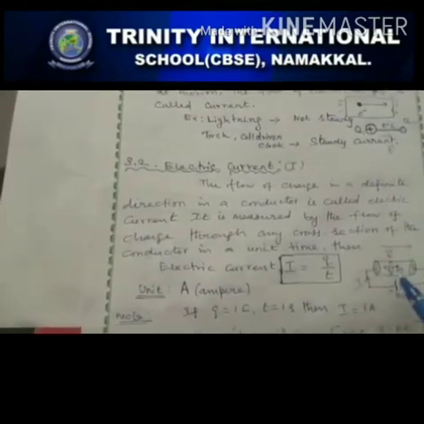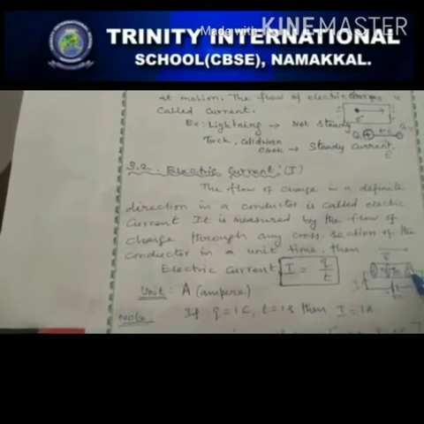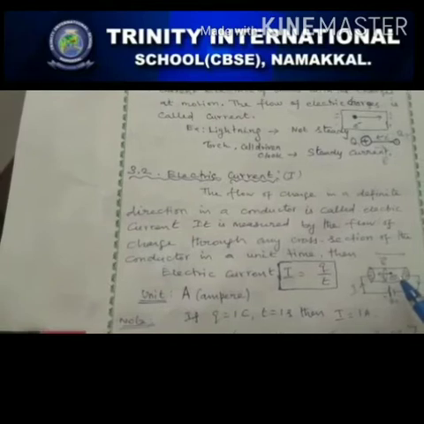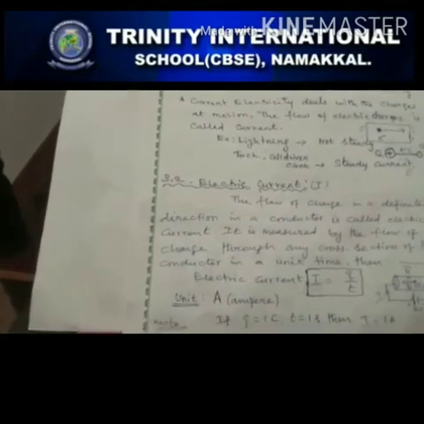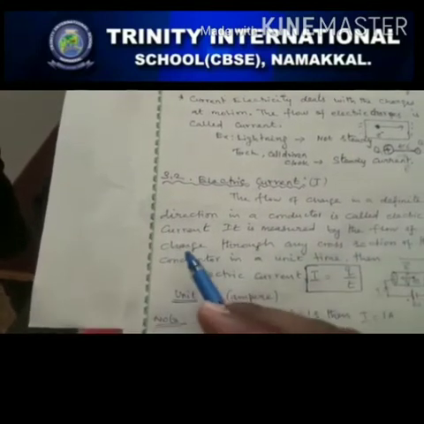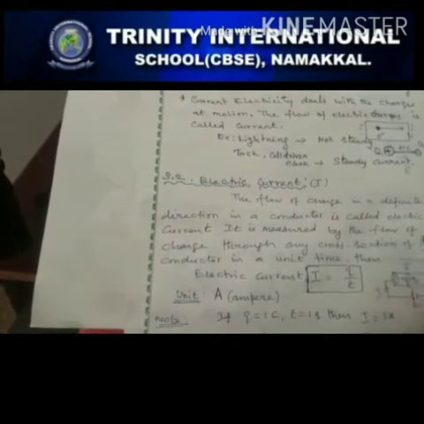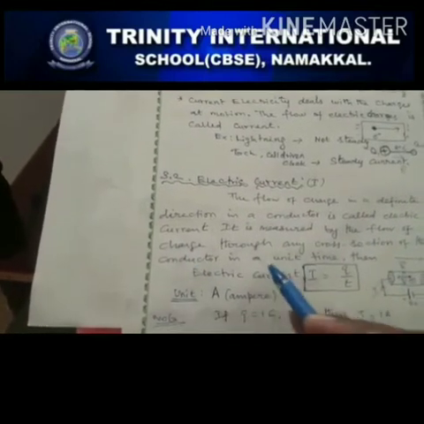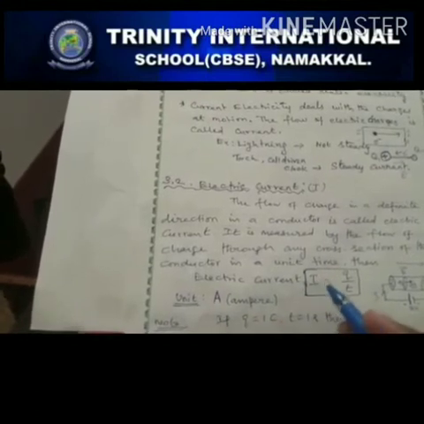So this flow of electrons in a definite direction, that is from the positive terminal to the negative terminal, is called an electric current. We can measure the electric current by the flow of charge through any cross section of the conductor in a unit time. So simply we can write electric current I is equal to Q by T.